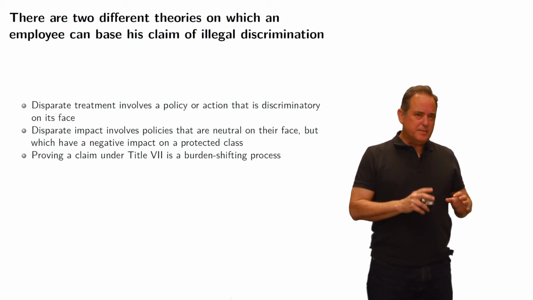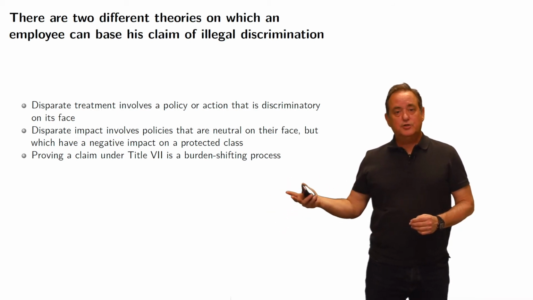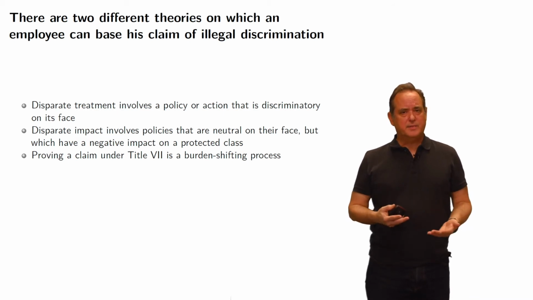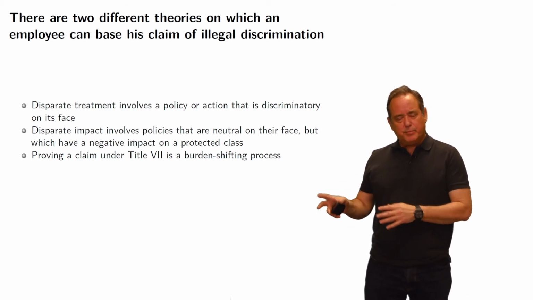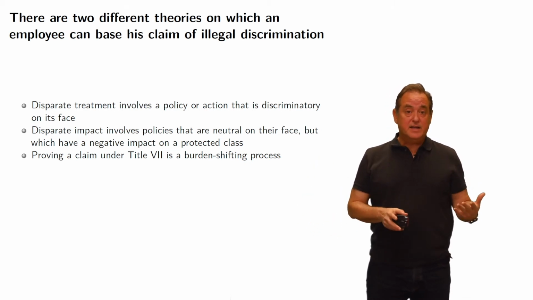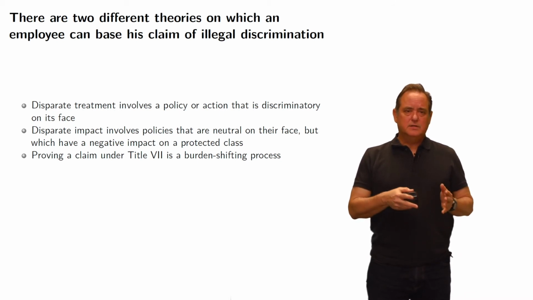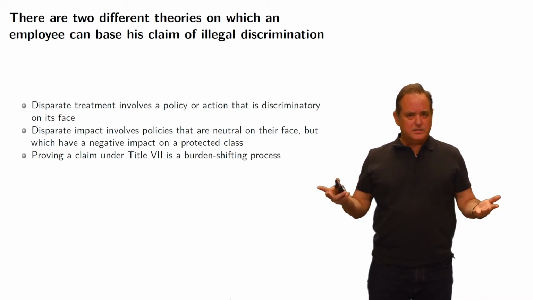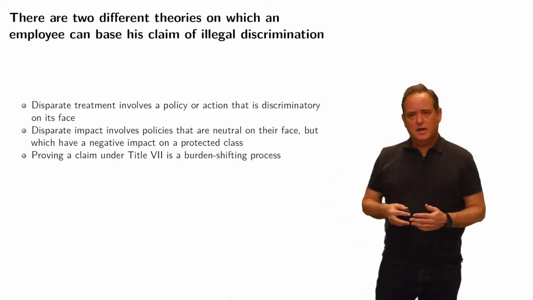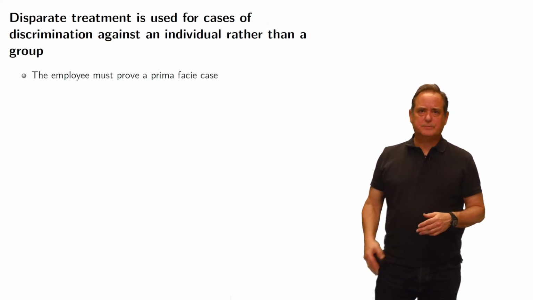Once the plaintiff has made that prima facie case, the burden of proof is going to shift to the defendant to establish that it did not discriminate. We're going to place a burden on the defendant to prove that it did not do what the plaintiff has accused it of doing. That's very unusual in the rest of the law, and it's somewhat unique to the discrimination context. We'll talk more about how it works.